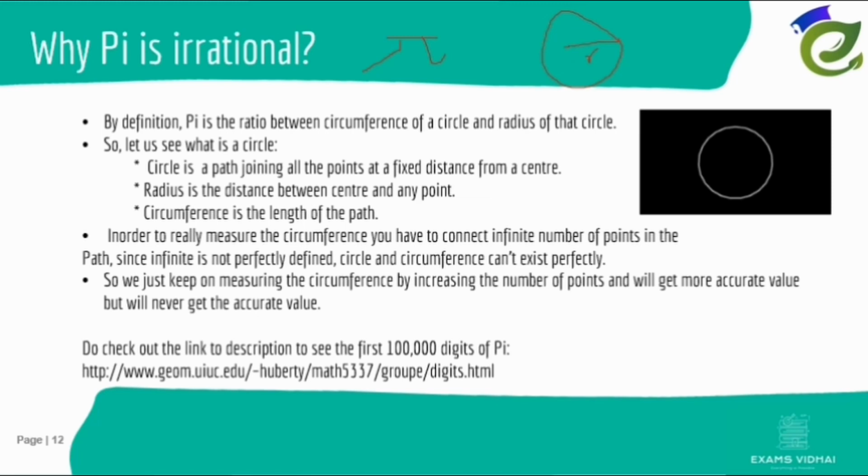In order to really measure the circumference, you have to connect an infinite number of points in the path, because between any two points there are infinite points. So in order to truly represent the circle, you have to connect every point, which is literally impossible. Since infinity is not perfectly defined, you cannot perfectly define or draw a circle. So what will you do? You will often end up creating an approximate version of the circle. Let us just see in this video.